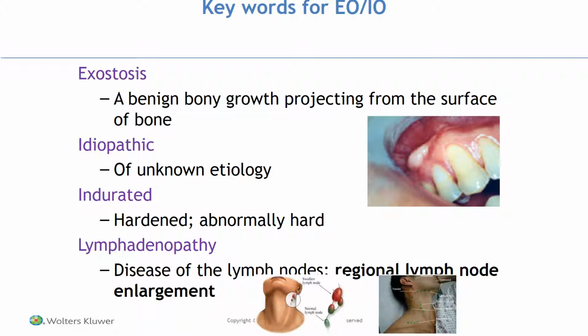Okay. Idiopathic is of an unknown etiology. Indurated is going to be hardened or abnormally hard. And then lymphadenopathy is the disease of the lymph nodes, so regional lymph node enlargement. And again, we're going to be checking out these chains, these cervical chains, right?